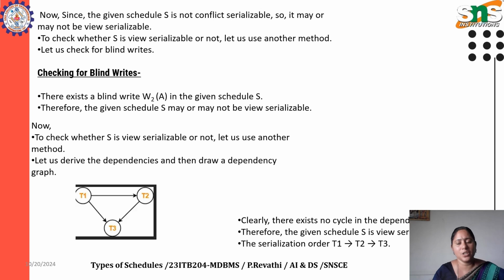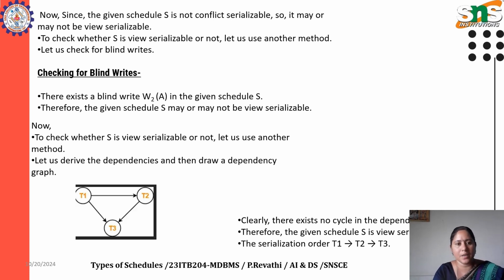Now, since the given schedule S is not conflict serializable, it may or may not be view serializable. To check whether S is view serializable or not, let us use another method. Let us check for blind writes. A blind write is when a transaction writes a value without first reading it. A blind write must be present in any view serializable schedule that is not conflict serializable.